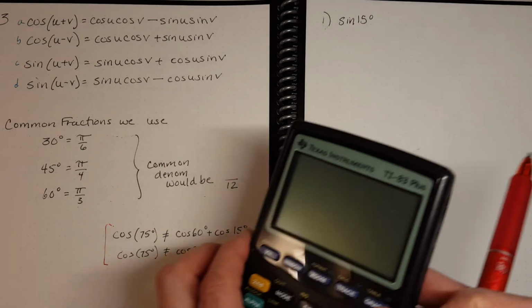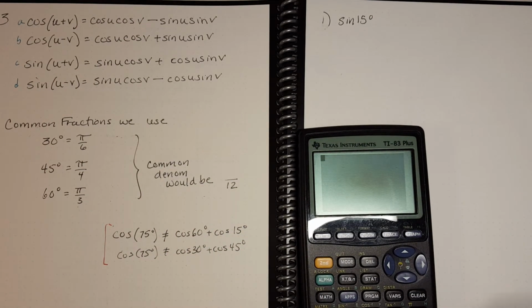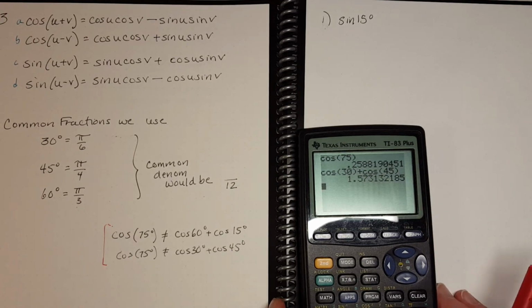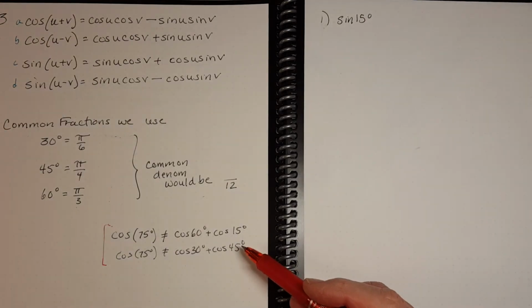And we can prove that to ourselves if we just take our calculator and ask, what is the cosine of 75 degrees? 0.2588. Now let's think about the cosine of 30 degrees plus the cosine of 45 degrees: 1.57. Those are not the same thing. So we can't just break a number apart and separate it into two separate cosines and add them.